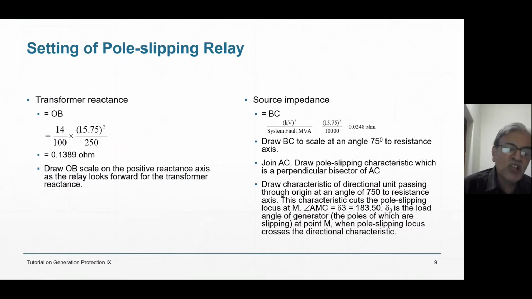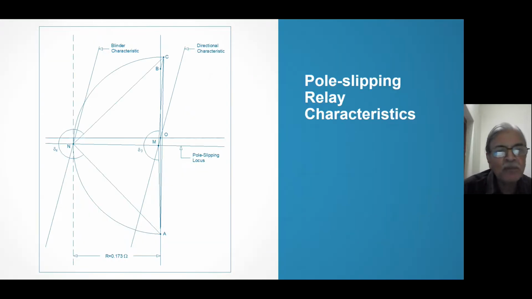What you have to plot next is the transformer reactance, because the transformer reactance is in the forward direction. So from 14, I am converting it to 15.75 kV, because the generator terminal relay is on the 15.75 kV side. Transformer MVA is 250, so 0.1389. So we plot OB at 0.1389. You can see OB. O is the relay location. OB is in the forward direction.